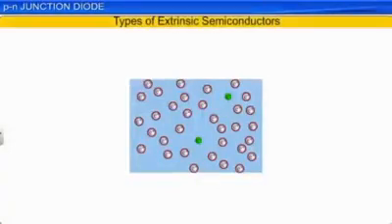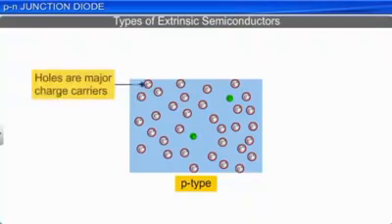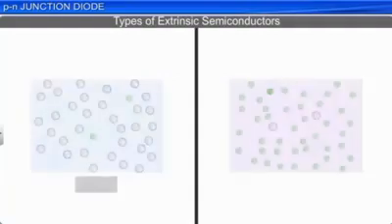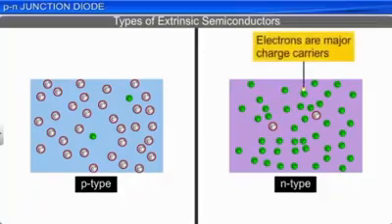Recollect that extrinsic semiconductors are of two types. P-type semiconductors, in which the doping agents are the trivalent impurities, and in which the majority charge carriers are holes. And N-type semiconductors, in which the doping agents are the pentavalent impurities, and in which the majority charge carriers are electrons.